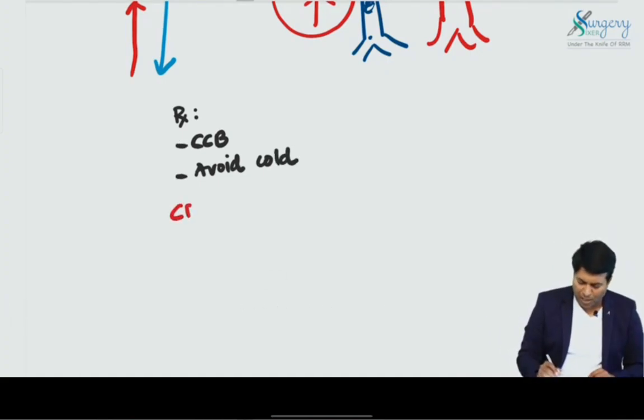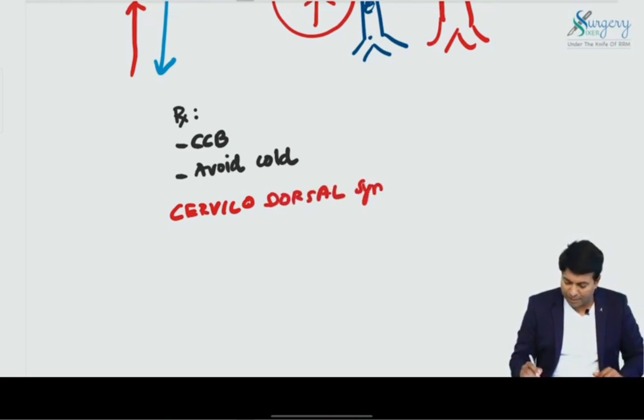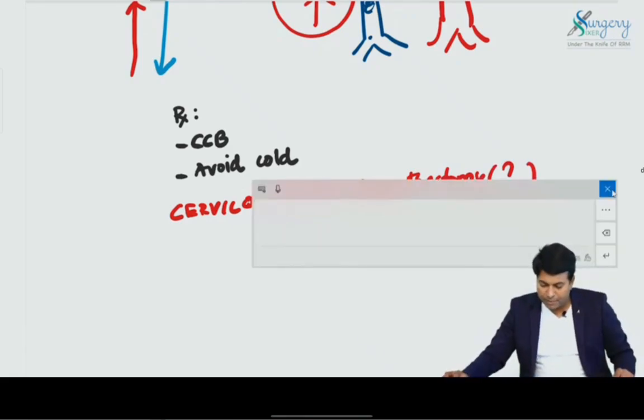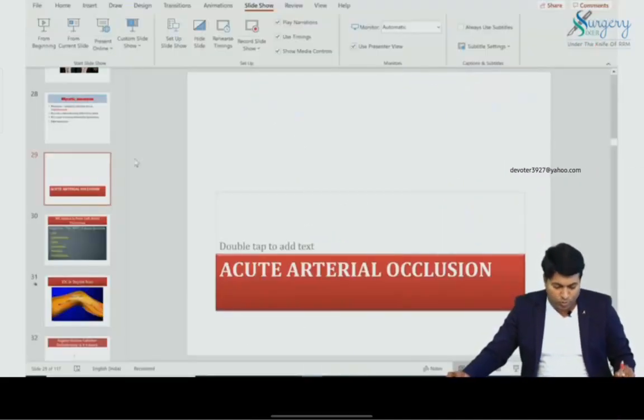Some people also tried cervicodorsal sympathectomy, like a lumbar sympathectomy. But the benefit is doubtful, not much beneficial. It's still doubtful only. So please don't forget these points. Let me show you the images now. Very important. You should be thorough with all the images in this chapter, because all images are asked in exams.